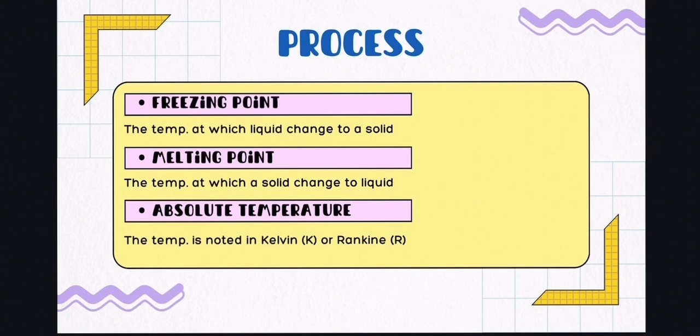Melting point. The temp at which a solid changes to a liquid. Absolute temperature. The temp is noted in Kelvin, K, or Rankine, R.